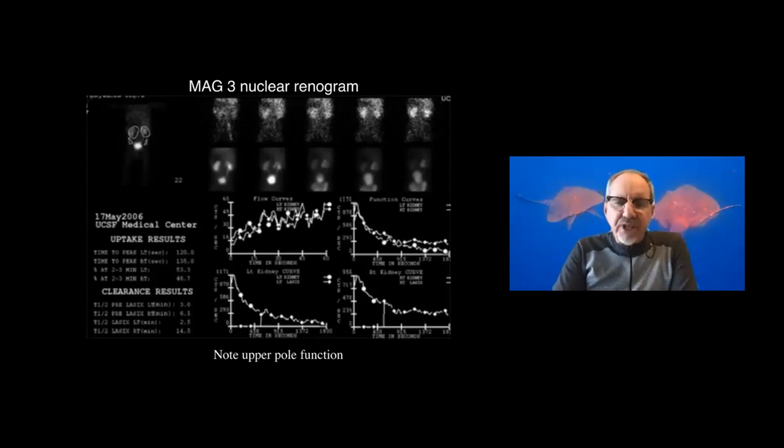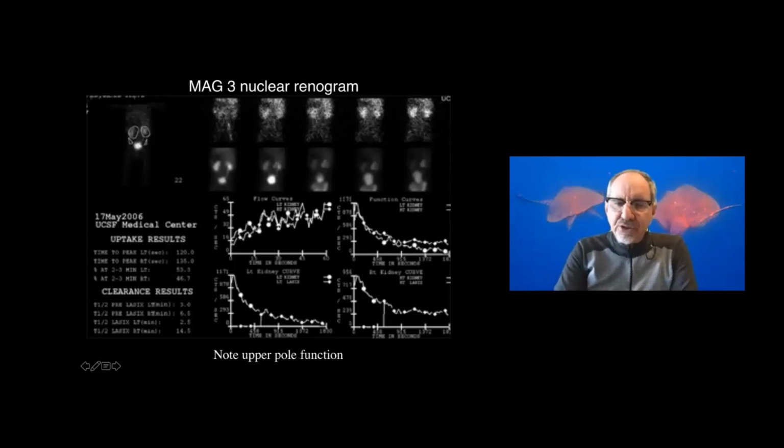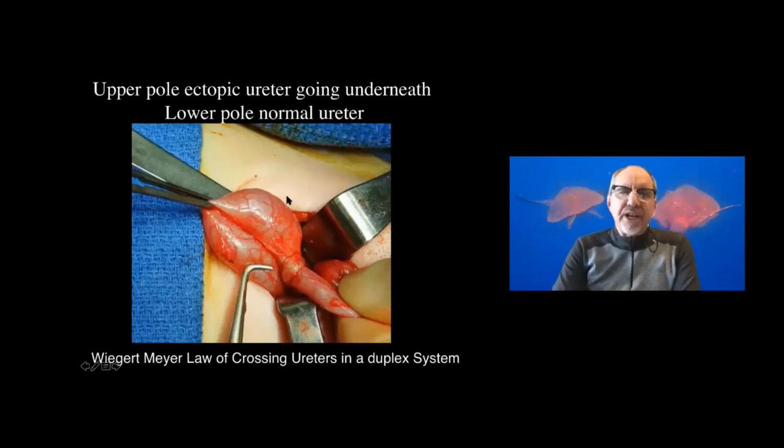This actually was done well after I initially treated the patient. And then you can see the left kidney's fine, the right kidney, there is function in the upper pole. Why do I want to know that? Because if there isn't function, then my approach would be a laparoscopic upper pole partial nephroureterectomy, which is a super fun operation, definitive, and gets the job done. But this is a patient who was sick. Upper pole ectopic ureter going underneath the lower pole, so that's a good illustration of the Weigert-Meyer law of the crossing ureter in a duplex system.